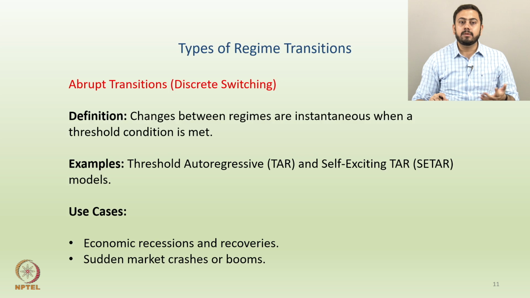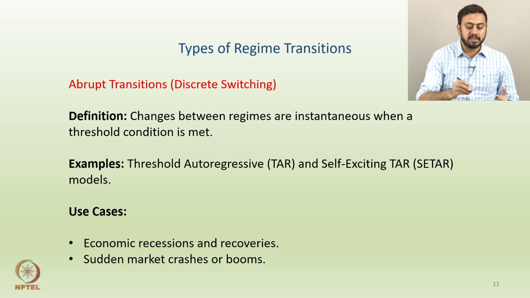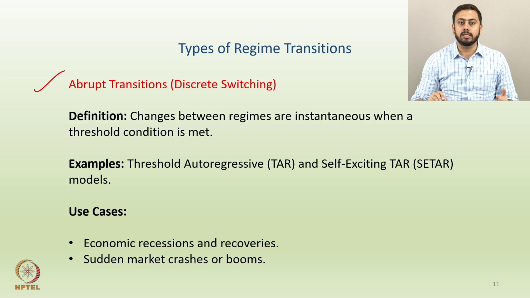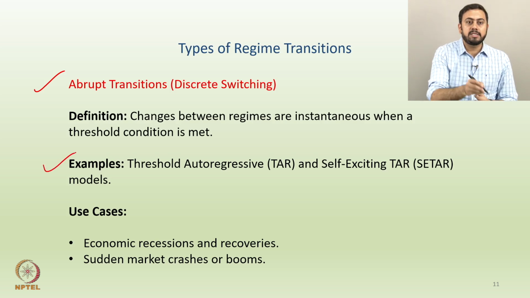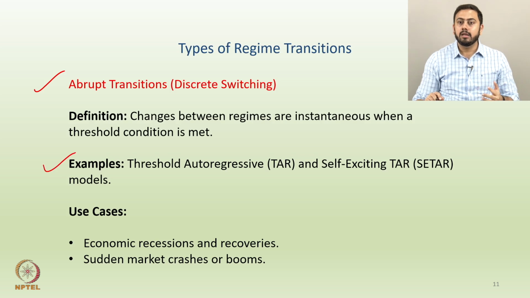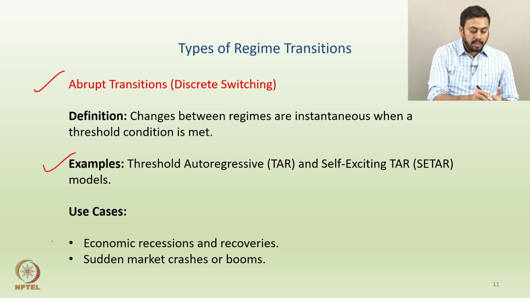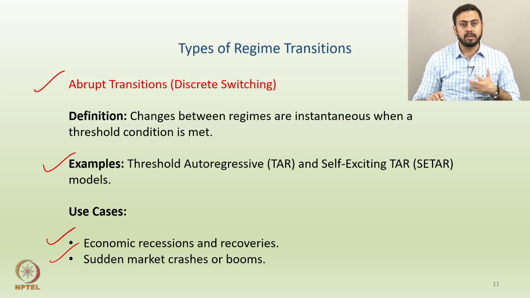Now we will quickly try to understand the types of regime transitions. The first one is called abrupt transitions or discrete switching. Changes between regimes are instantaneous when a threshold condition is met. Whenever the time series hits a threshold, it switches regimes instantaneously. This is called abrupt transition. Some model examples in this context are threshold autoregressive, or TAR, or self-exciting TAR, or SETAR. These are example models under the abrupt transition framework. Some use cases could be economic recessions and recoveries, sudden market crashes or booms, etc.